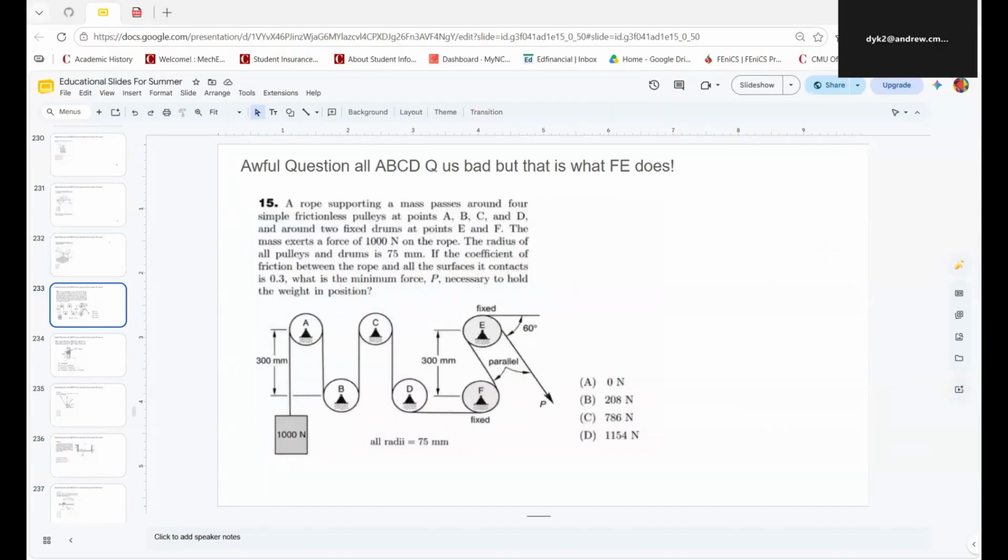So here, a rope is supported by a mass passing around four simple frictionless pulleys supported at points A, B, C, D, and around two fixed drums at points E and F. The mass exerts 1,000 on the rope. The radius of all pulleys is 70. Why would that be important? The coefficient of friction between the rope and the drums in contact is 0.3. So 0.3 over here.